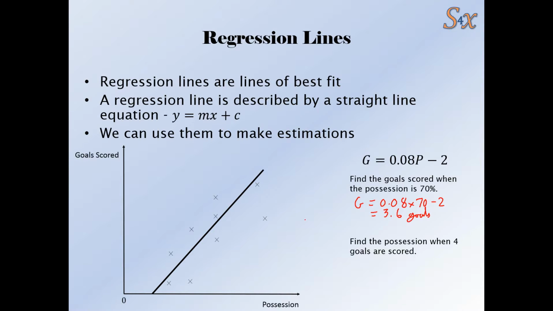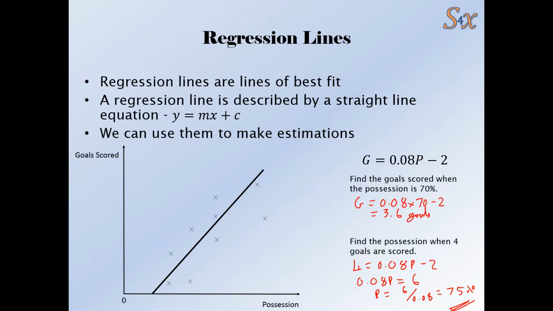Or we can do it the other way around. Find the possession when 4 goals are scored. So G is 4 goals are scored, and we want to find P, the possession. So write out our equation, and we're just going to solve it. So I'm going to do a little bit of rearranging here. Bring that 2 across, I get 0.08 P is 6. P is 6 over 0.08, which is 75%. Okay, so if a team scored 4 goals, chances are they had about 75% of the possession.